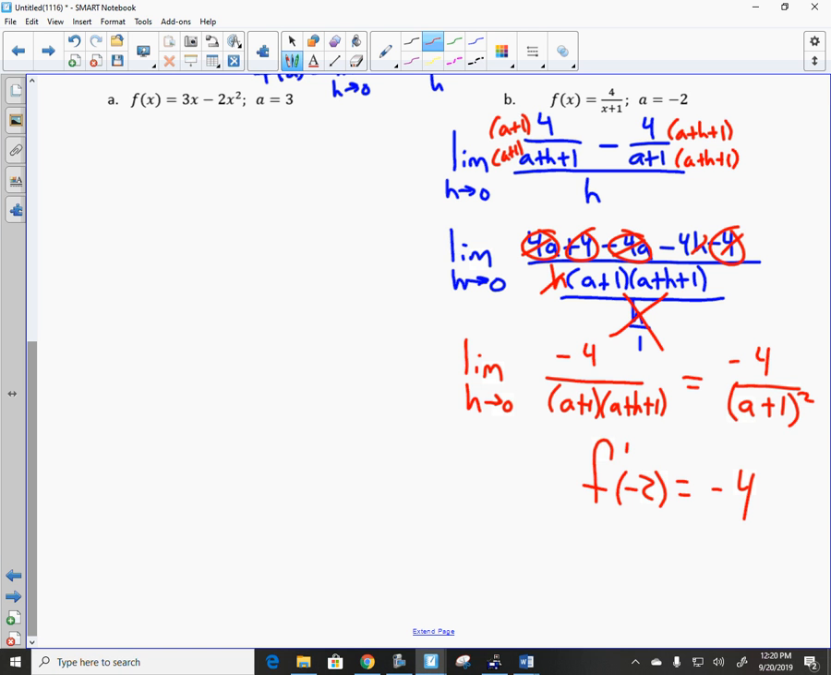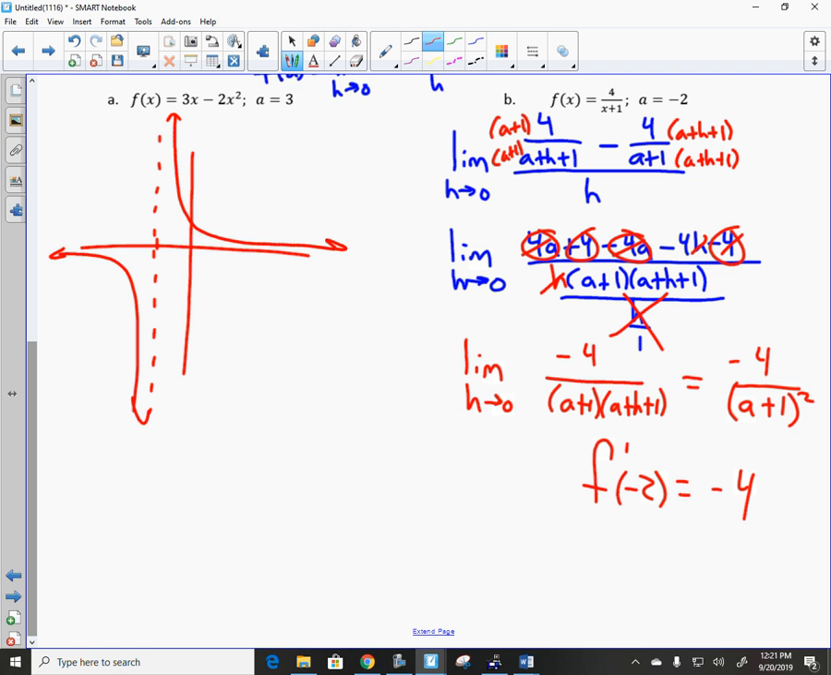Can I give you some context to understand if you did the problem correctly or incorrectly? Thank you for giving me that permission. 4 over x plus 1, I think everybody here knows that that's a vertical asymptote at negative 1, correct? And the graph looks something of this nature. So if you're looking at the slope at negative 2, can you see that it is definitely going to be a negative slope? So thinking about the graph is an important step to understanding, is your answer correct?